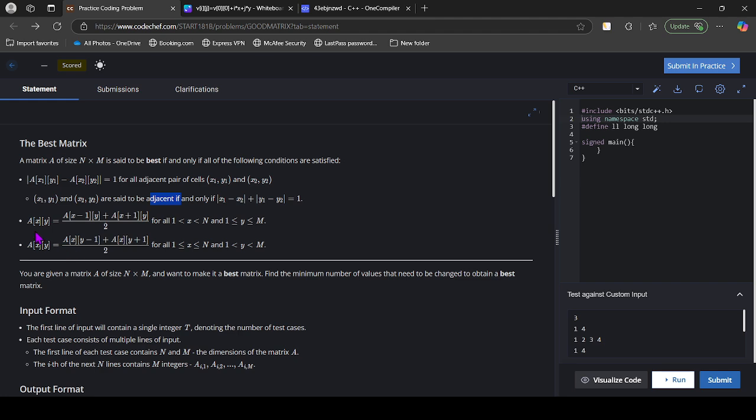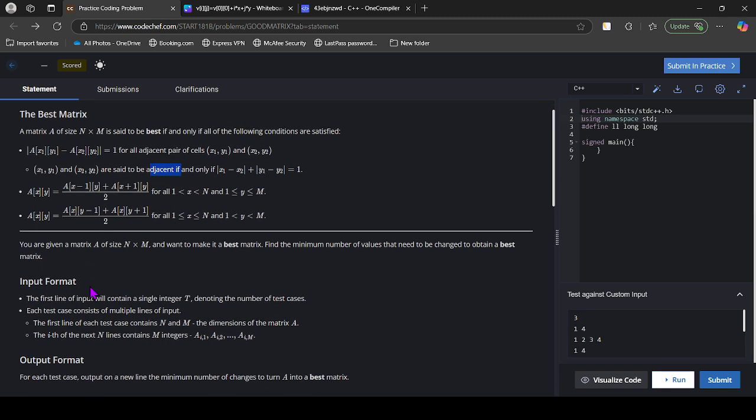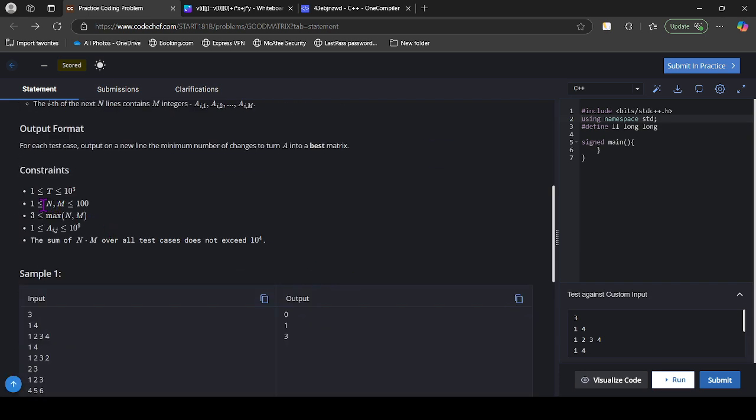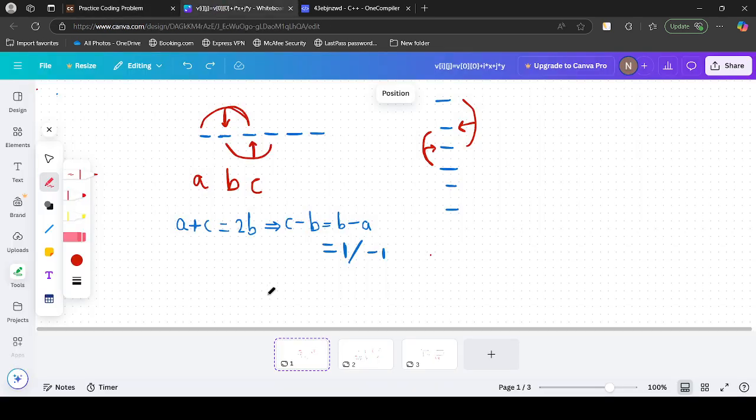And similarly, a[x][y] is equal to (a[x-1][y] plus a[x+1][y]) by 2, and similarly for the y coordinate. You want to make it a best matrix; find the minimum number of values that need to be changed to get the best matrix. Both dimensions can go up to 100 and values can go up to 10^9. So let's start discussing it.